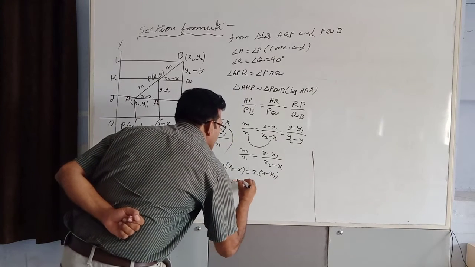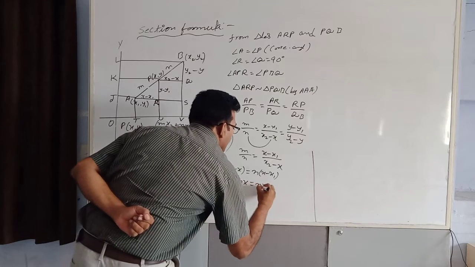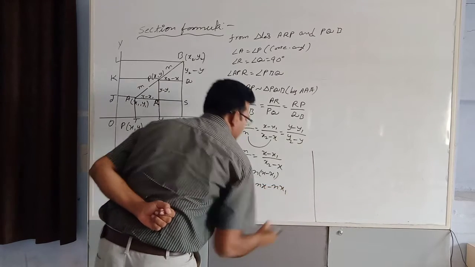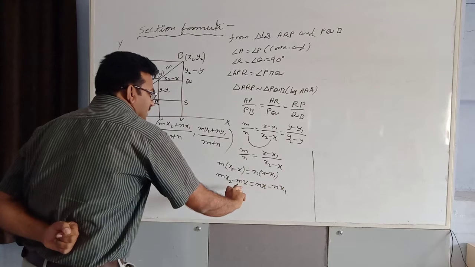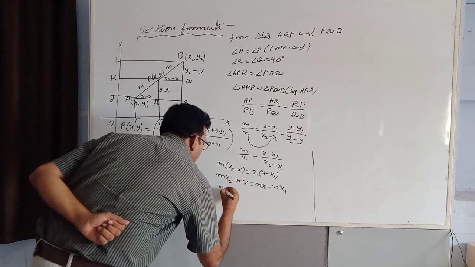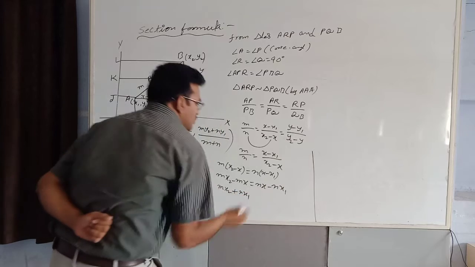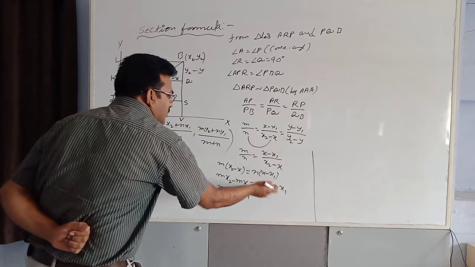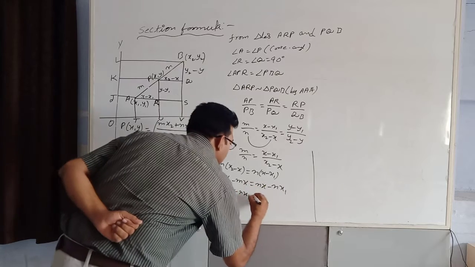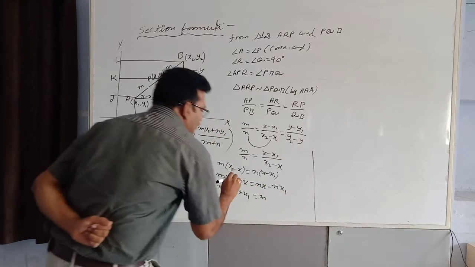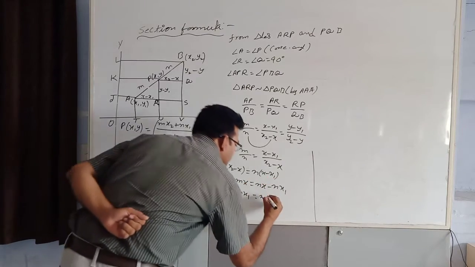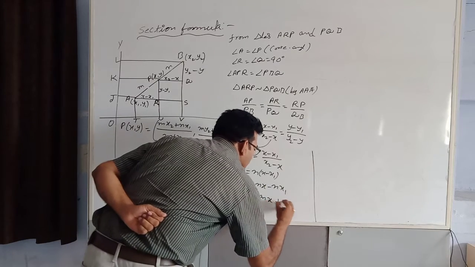mx2 minus mx is equal to nx minus nx1. So we are going to transpose here: mx2 plus nx1. So we have to transpose minus nx1 to this side as plus nx1, and we have to transpose minus mx to that side as plus mx plus nx.